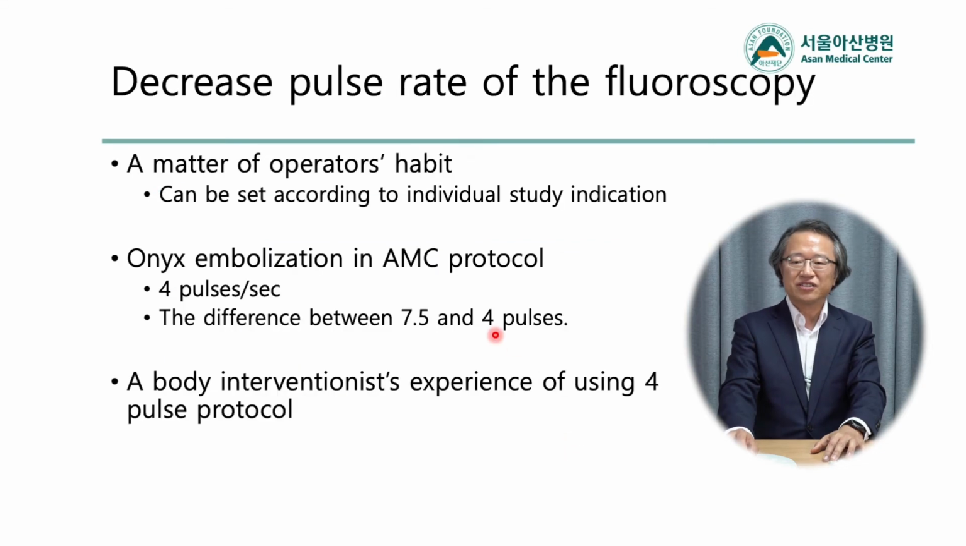My preferred pulse rate is 7.5 pulses. However, I'm still comfortable with the 4 pulses for the monitoring of the Onyx cast. Don't forget the dose saving from this is significant, since the injection duration lasts longer than 30 minutes in most of the AVM and dural AVF cases.